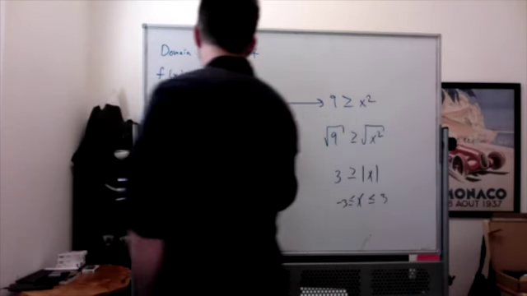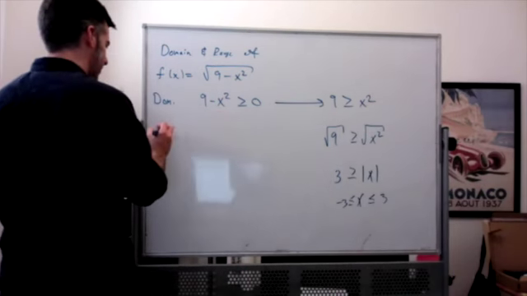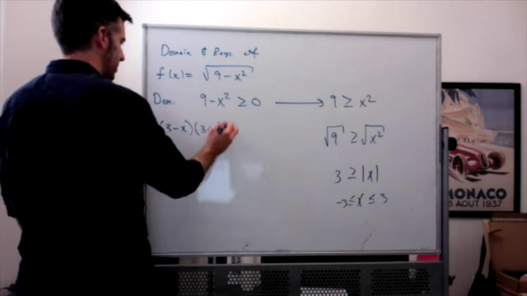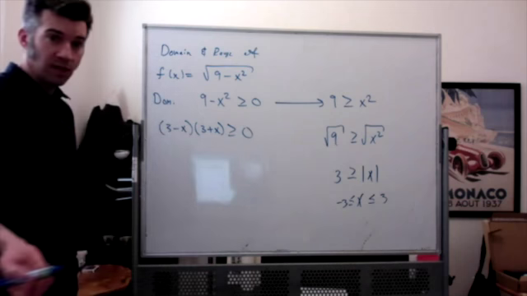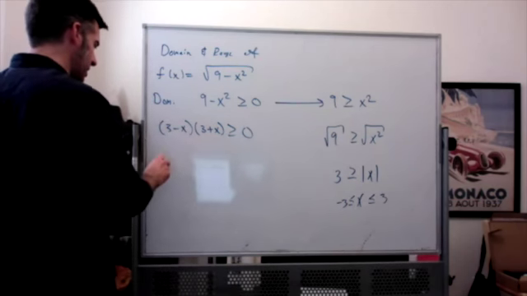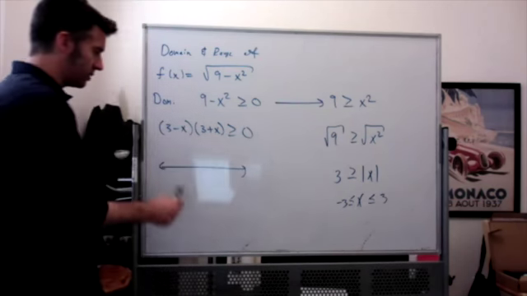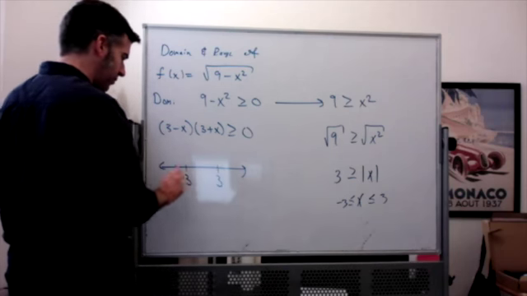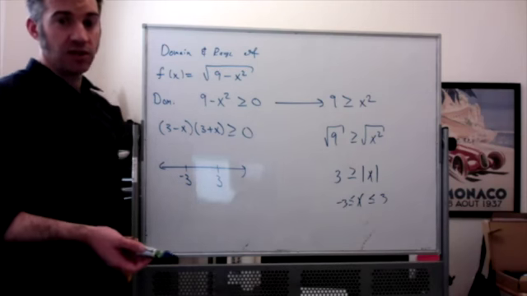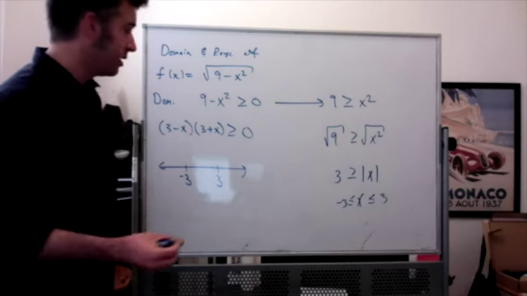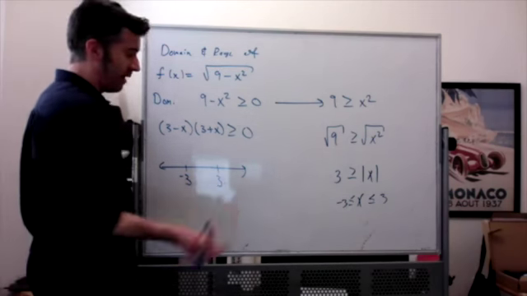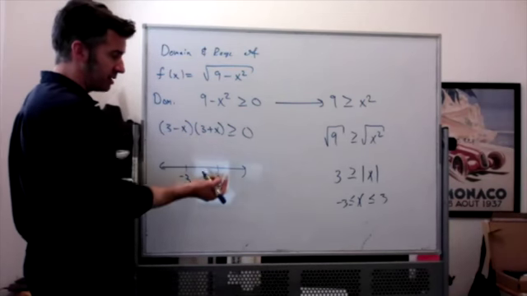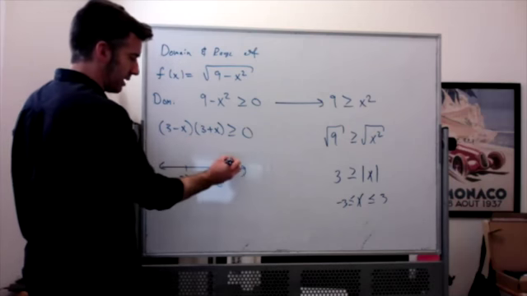What I think is easier is to factor this. This factors as 3 minus x times 3 plus x. And then use the number line. Figure out where this is equal to 0. It's equal to 0 when x is 3 or when x is negative 3. And 0 is the only place where it can change from positive to negative. So if x is bigger than 3, like 5, 3 minus 5 is negative, 3 plus 5 is positive, and negative times a positive is negative.